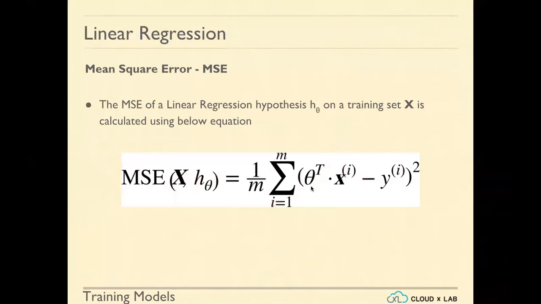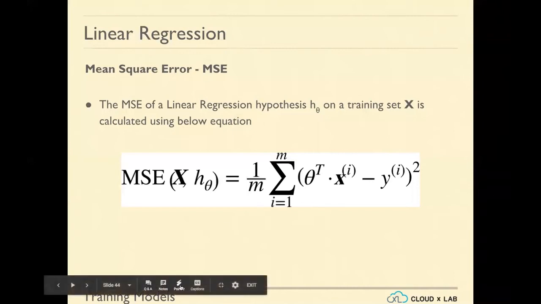Is everyone clear about this? Feel free to ask. So this is your theta t dot xi, right? For each of the instances. All right, sure, don't worry, Satyajit, that's what we are going to do slowly, okay?